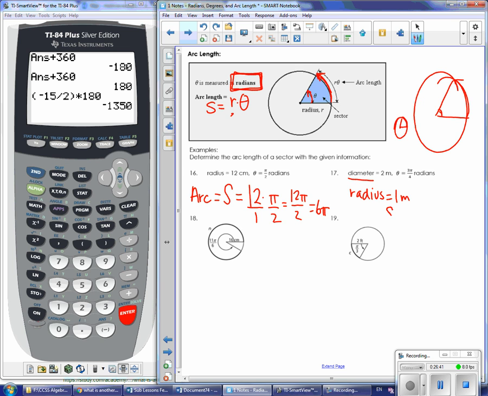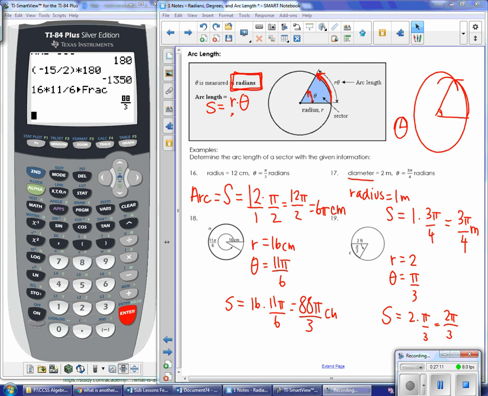And so if I want to find my arc length, again, we'll use the variable S. It's going to be 1 times theta, which in this case is 3 pi over 4. And again, that's just going to be 3 pi over 4. Now, it is measuring a distance, so we should also include the units. So in this case, it would be meters. In this case, it would be centimeters. So why don't you guys go ahead and pause the video and find the arc length in problems 18 and 19.